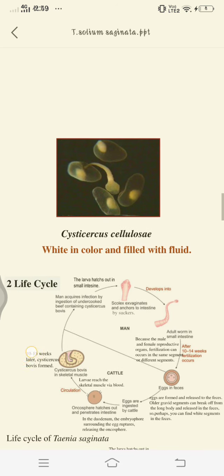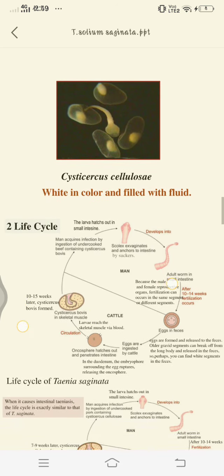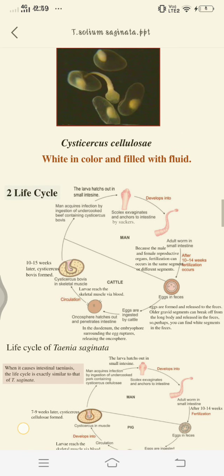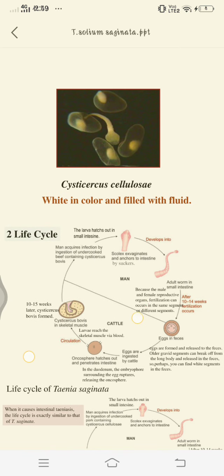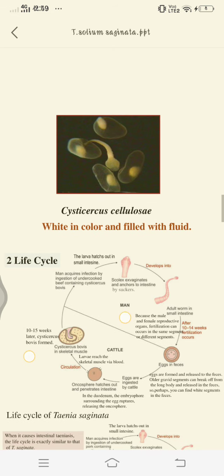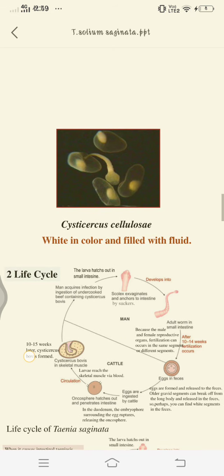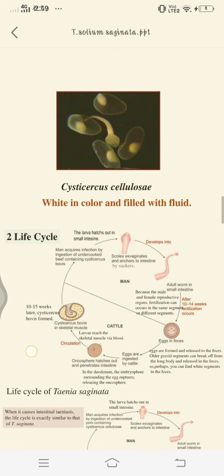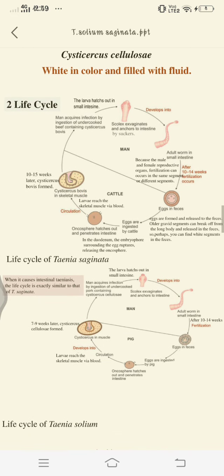So man acquires infection again by this, and the cycle continues. You should remember only one thing: here the cycle continues like this, and there is no other external form to infect man or cattle. Only this cycle continues. But Solium has another life cycle.